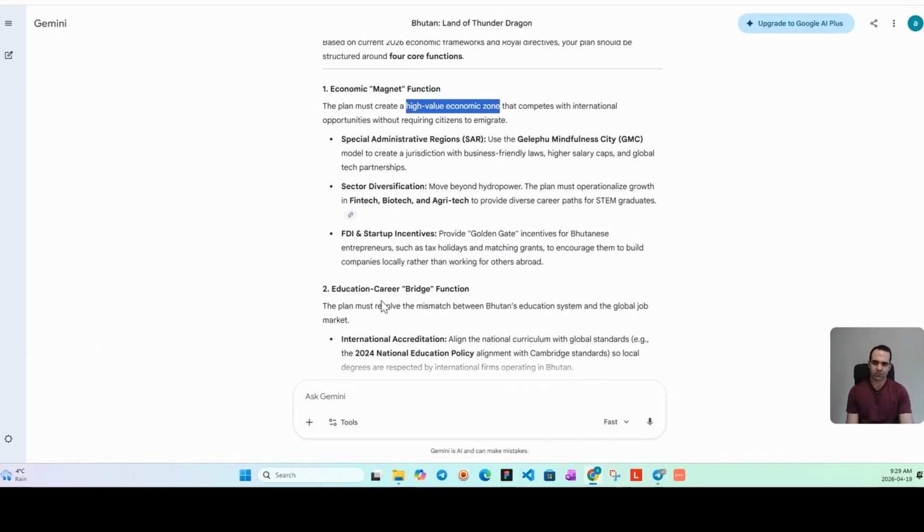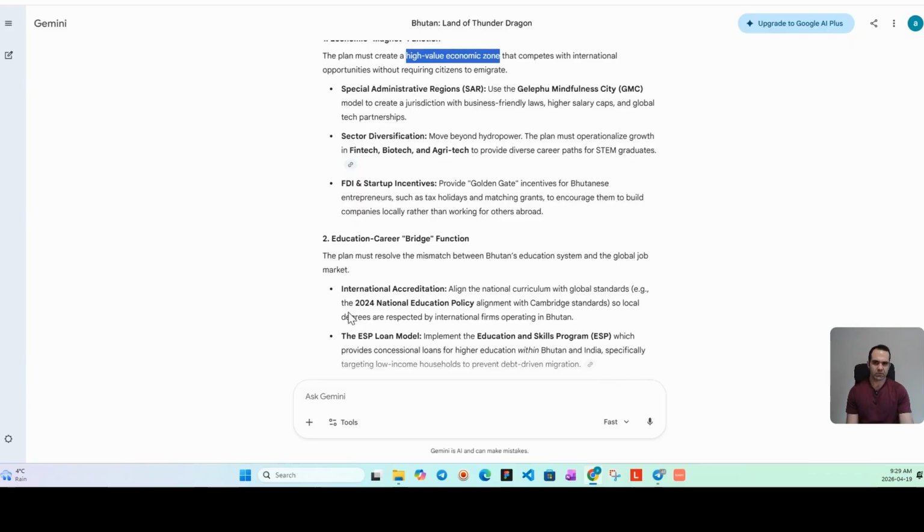The other function that it mentions is the education career bridge function. The plan must resolve the mismatch between Bhutan's education system and the global job market. What does it mean? The international agreement aligns the national curriculum with global standards. For example, the 2024 National Education Policy alignment with Cambridge standards. So local degrees are recognized by international firms operating in Bhutan.